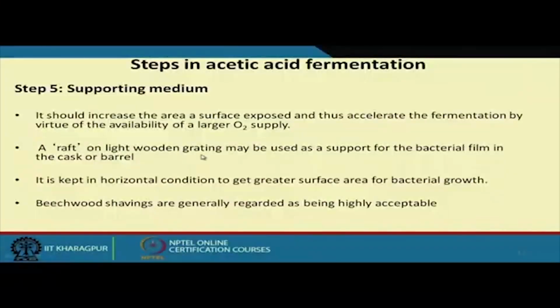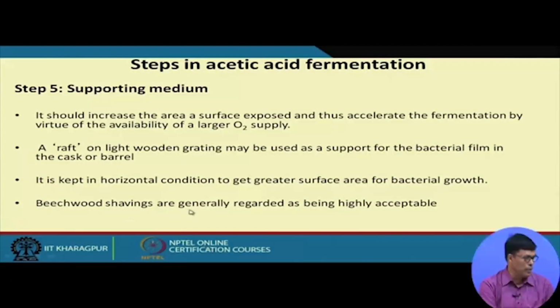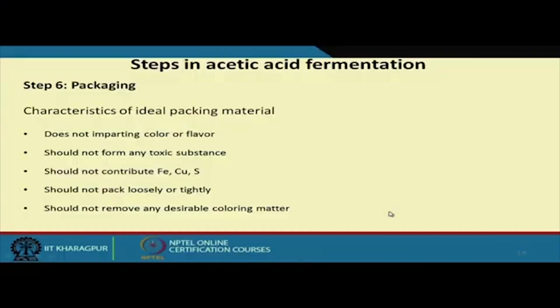The wrapped or light wooden grating may be used as a support for the bacterial film in the casks or barrels. It is kept in a horizontal condition to get the greater surface area for bacteria. We know that the more the surface area, the more organisms will be attached to the surface. So if the concentration of the organism is more, then the rate of conversion of ethanol to acetic acid is expected to be more. The beechwood shaving is generally regarded as a highly acceptable material for this.